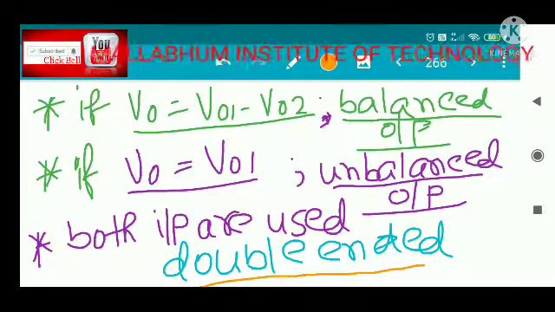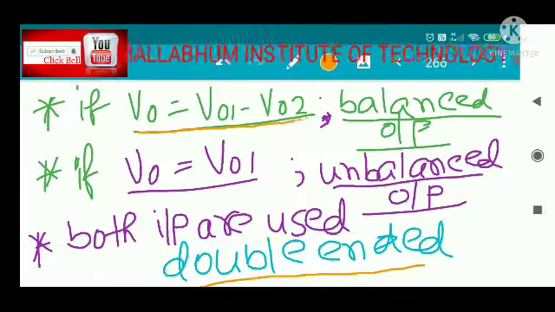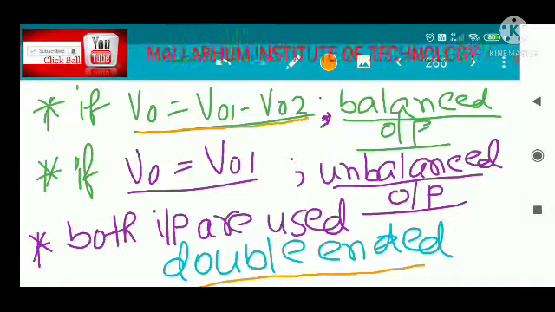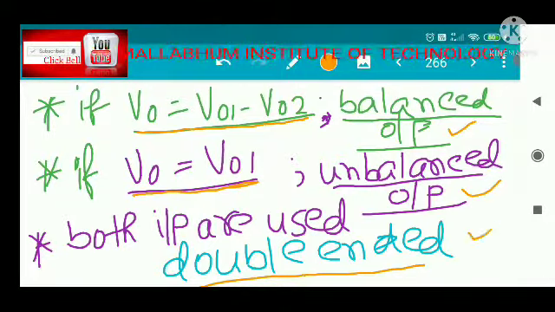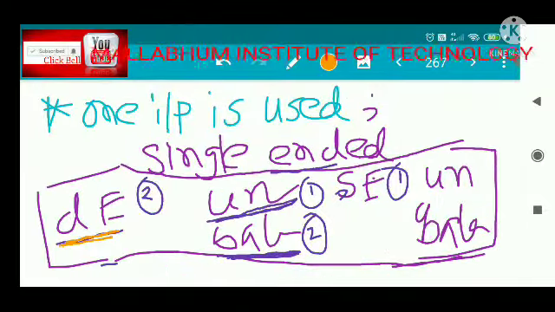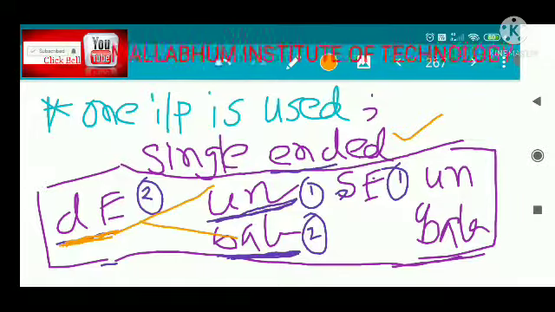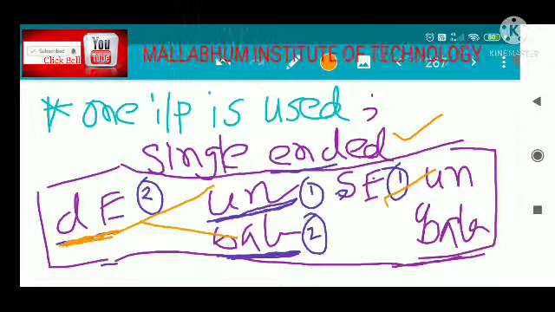If two outputs are being used, the difference between these two outputs is called the balanced output. If one output is being used, that is called the unbalanced output. When both inputs are being used, that is called double-ended. When a single input is being used, that is called single-ended. So based on this, the configurations are double-ended unbalanced, double-ended balanced, single-ended unbalanced, and single-ended balanced.